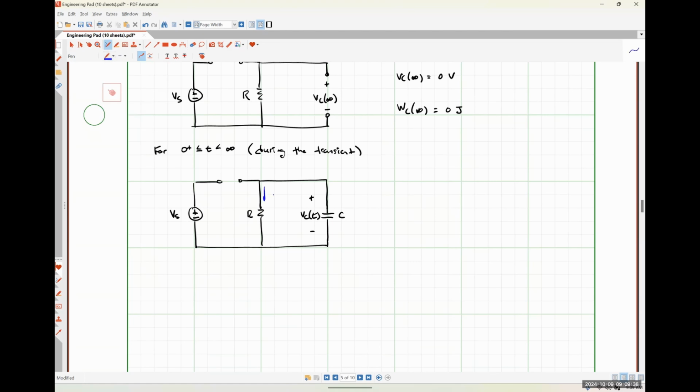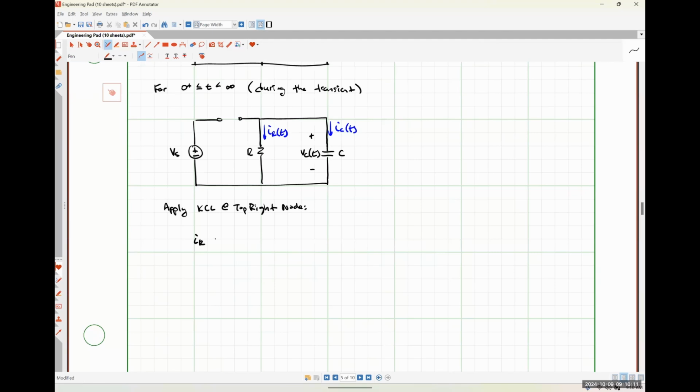And what I'm going to do is define my resistor current as flowing down and my capacitor current as flowing down, so that both of those currents are flowing into the positive polarity terminal of the voltage drop that appears across those parallel connected elements. Applying Kirchhoff's current law at the top right node gives me IR plus IC is equal to 0.